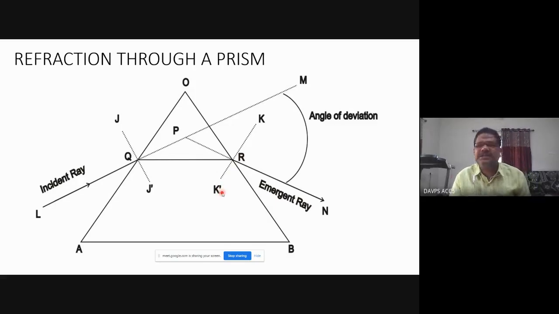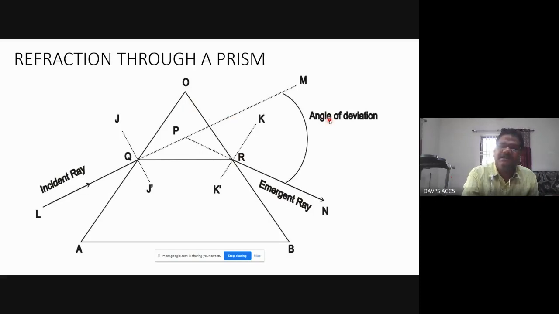Clear? And the question is what is this angle? This angle at O is called the angle of prism. If you consider a very thin prism, this angle will be small.